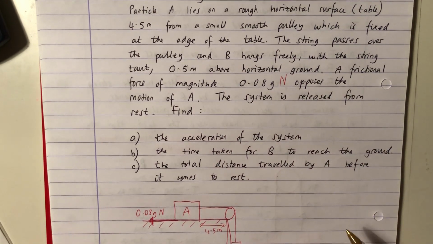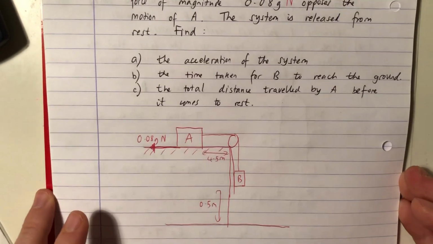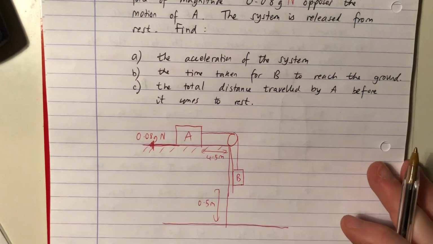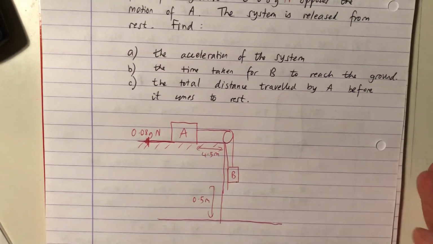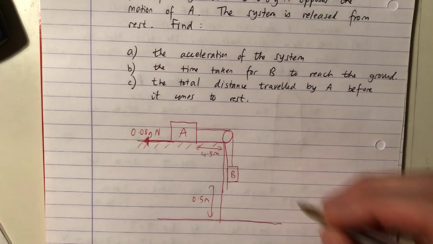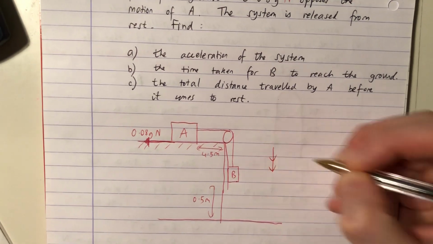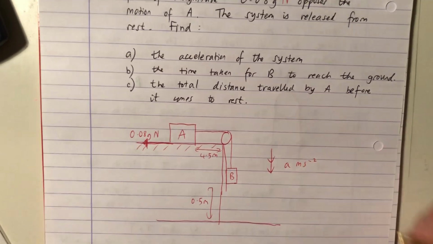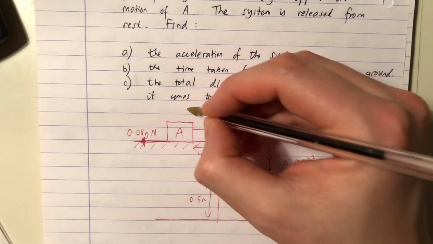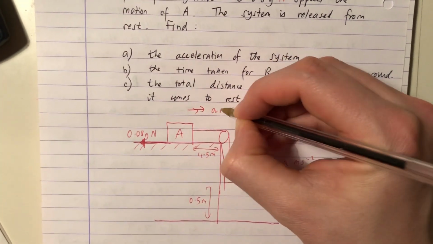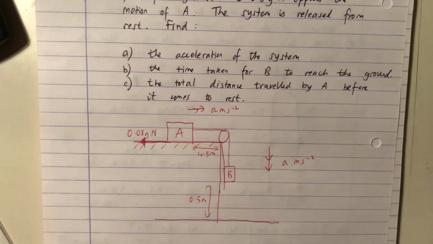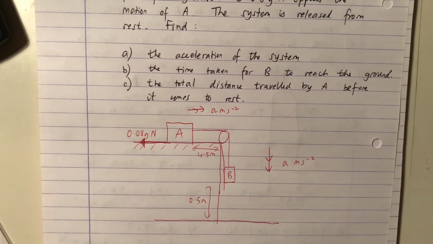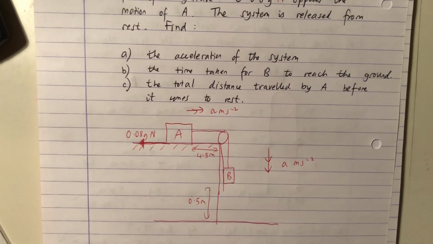Find the following. Acceleration of the system. Now, which way is the system going to move? It should be pretty obvious that it's going to try and go down this way. So B is going to try and go down, so the acceleration will be in that direction, which means A is going to go to the right, acceleration in that direction. And same strategy as all of these.